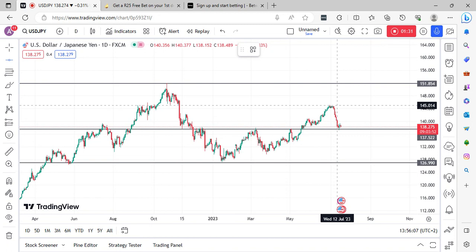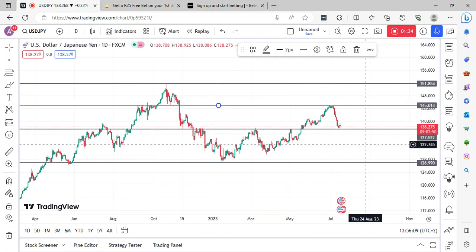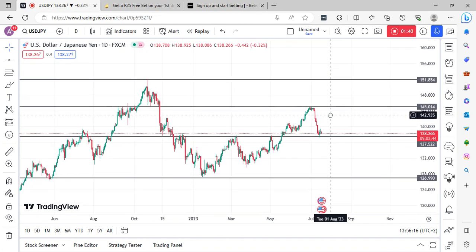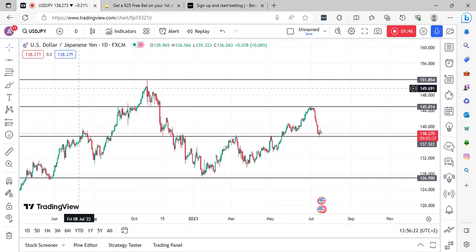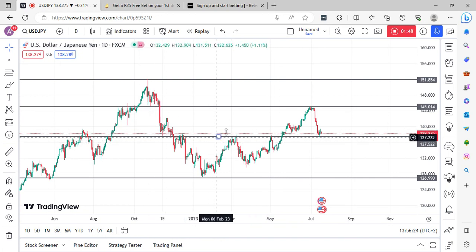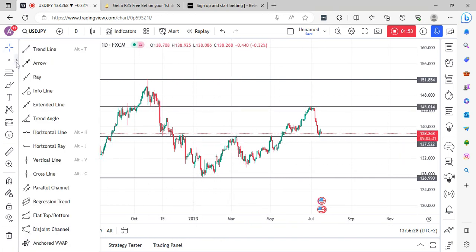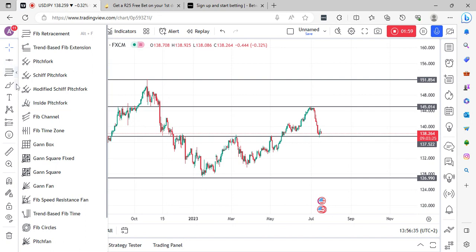You can trade this strategy with any pair or any index. So we know that on a daily our USDJPY is buying. Okay, so why? How do you know that? Because you see all of these highs and lows. The market is increasing. It's going on a bullish trend.